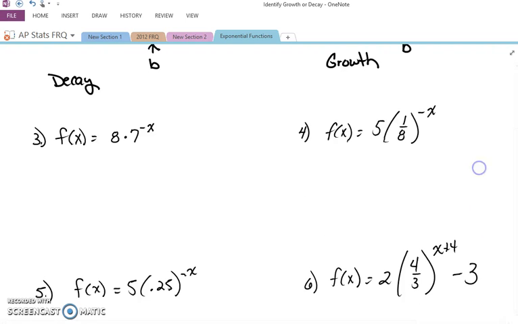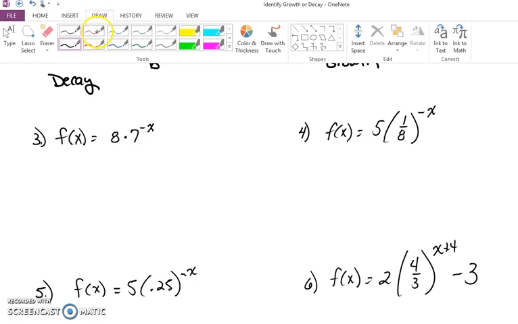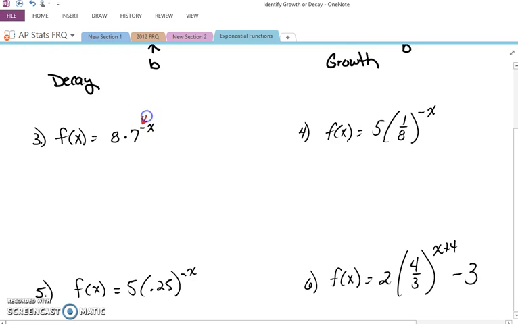Okay, now sometimes they can get a little trickier. Let's look at this. Initially that's 7. Okay, 7 is definitely greater than 1, so it looks like it'd be a growth function, but if you notice, we have a negative right here. So you have to remember, what do the negative exponents do? The negative exponents change that base. So this is going to become 8 times 1 over 7 to the x power. Now, 1 over 7, well, that's definitely something that is less than 1. So this is going to become a decay function. So we have to look for those negatives.